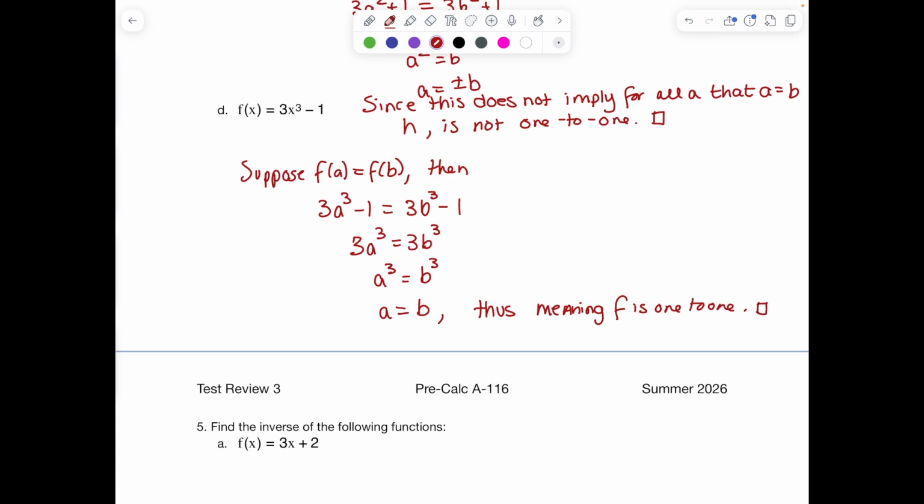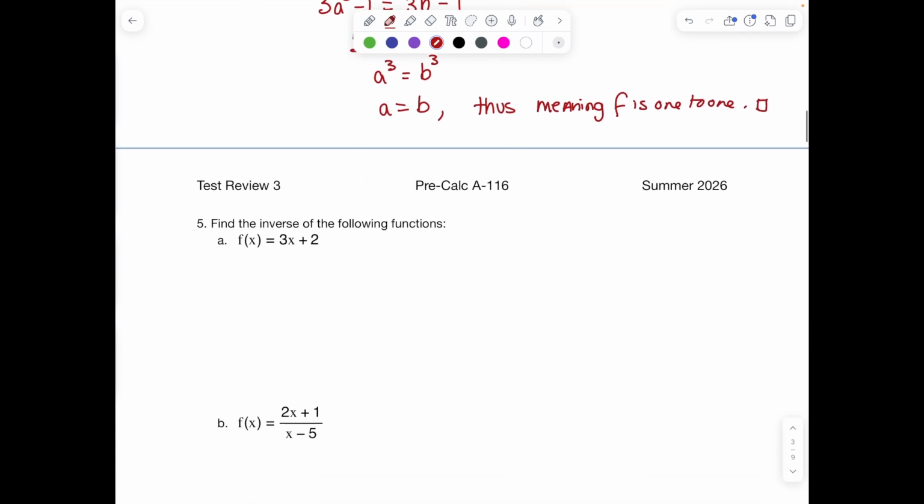Now again, proofs are subjective, so the wording could be different for yours.